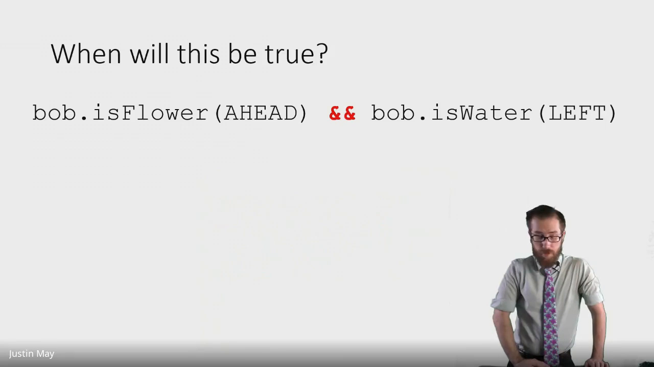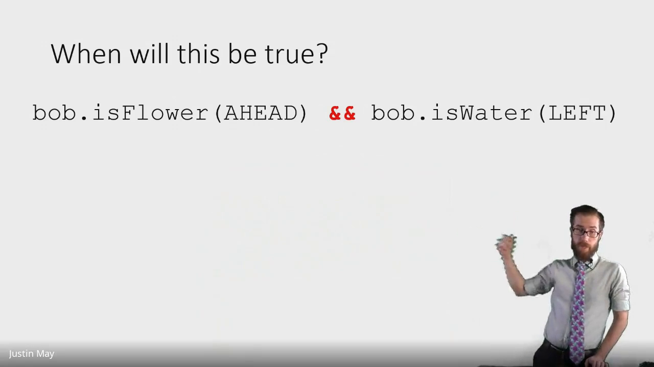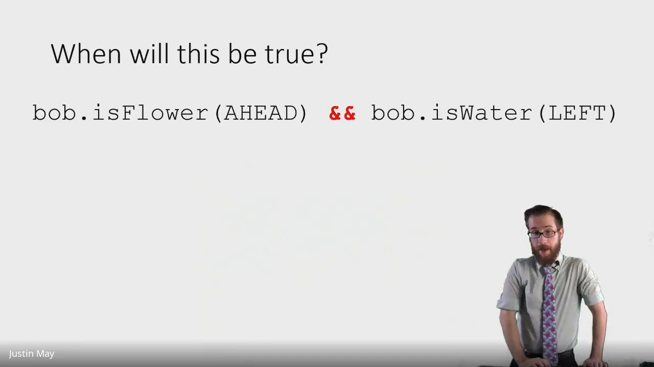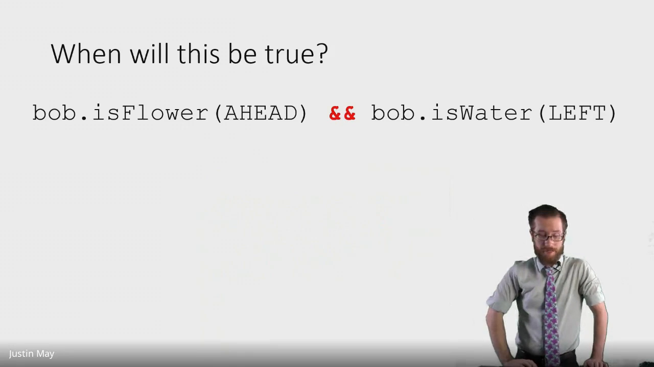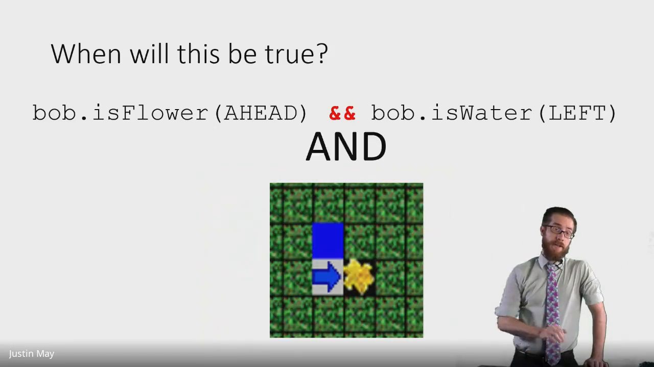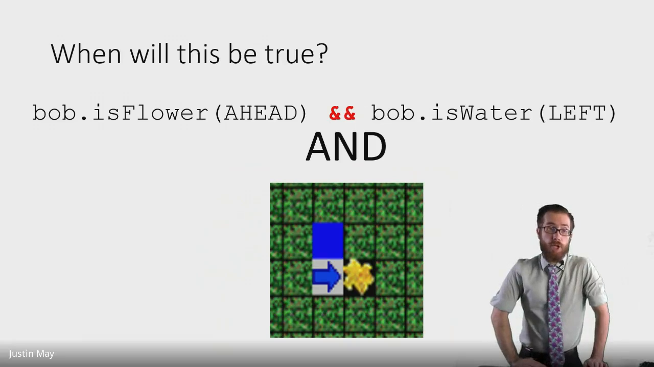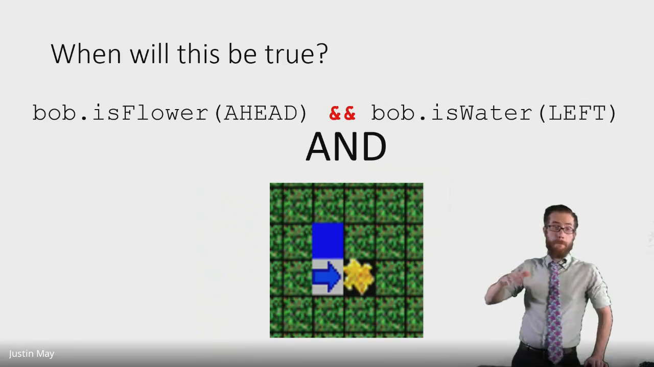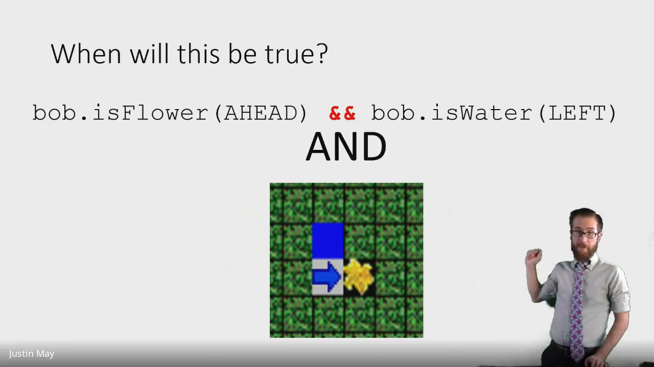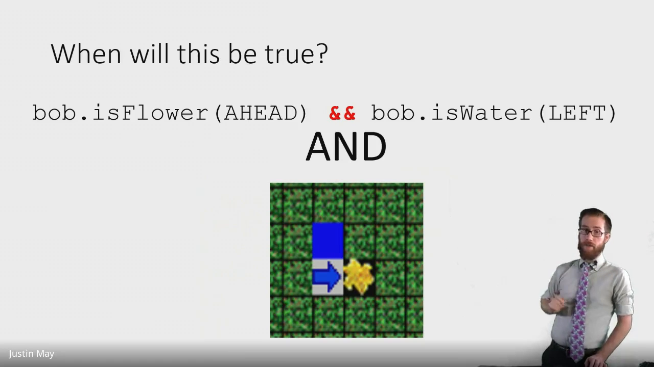What do you think will make this evaluate to true? So when will this entire condition be true? Think about that, and then just tell me, what do you think? Sounds about right. This means and, so this entire expression will be true if both there's a flower ahead of Bob and there's water to Bob's left.